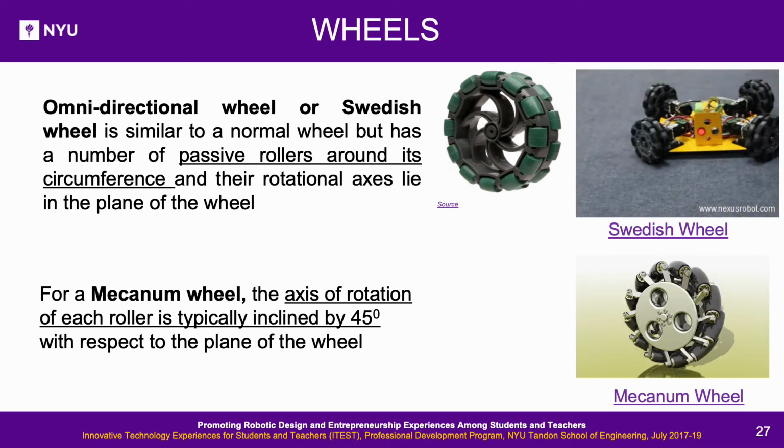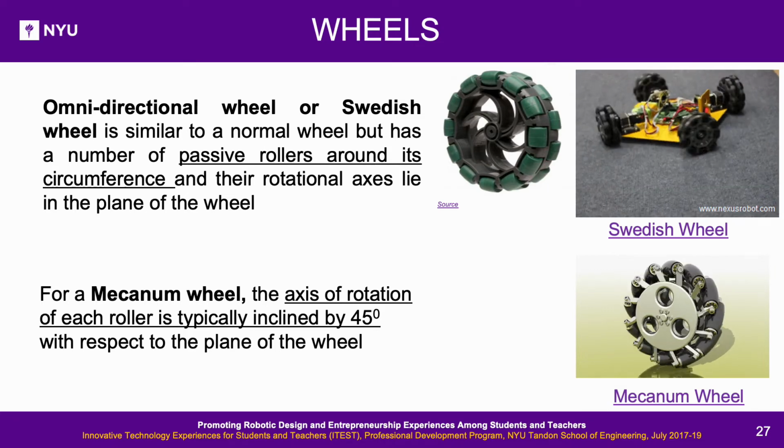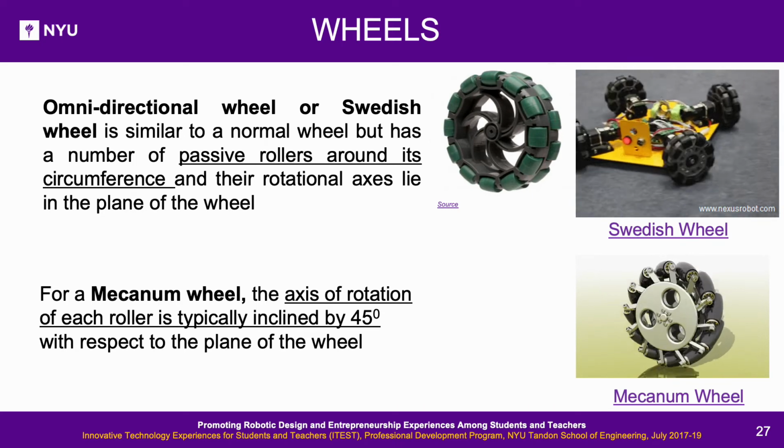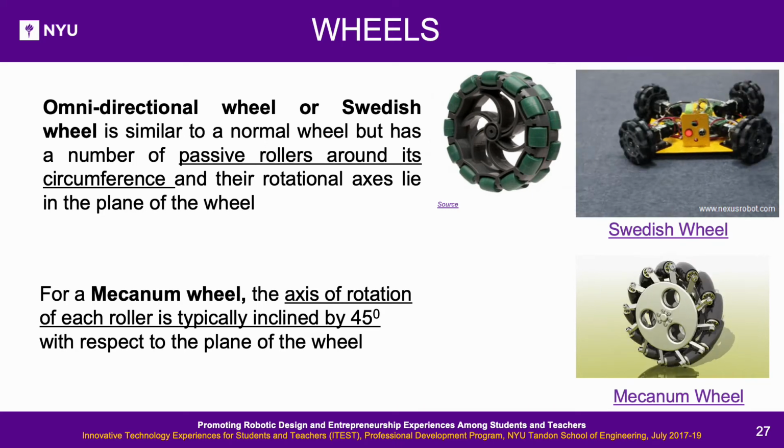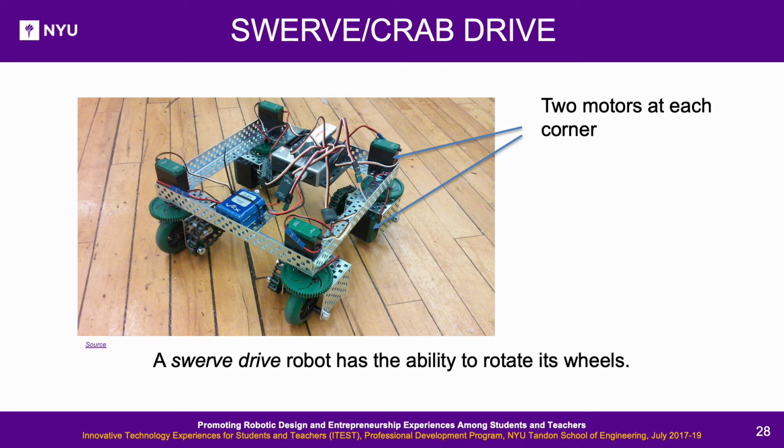For a mecanum wheel, the axis of rotation of each roller is typically inclined by 45° with respect to the plane of the wheel. Swerve or crab drive. A swerve drive robot has the ability to rotate its wheels and requires 2 motors at each corner.